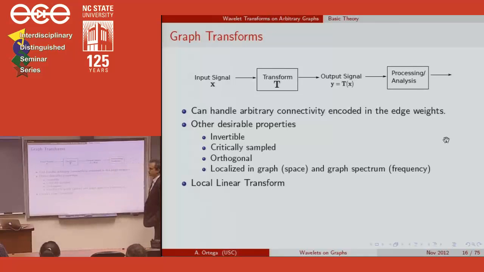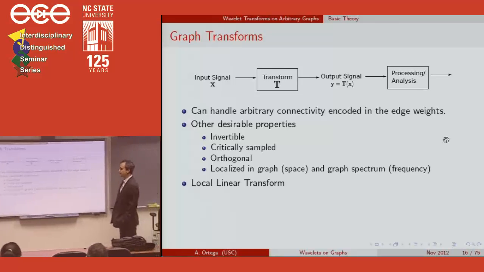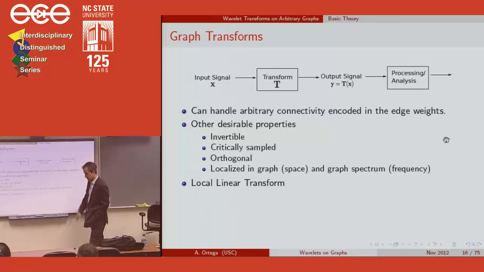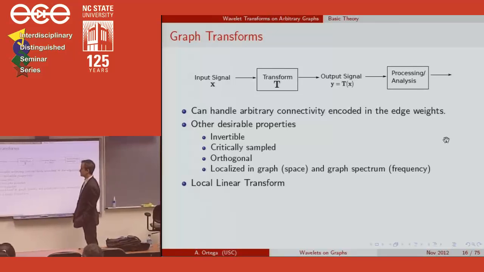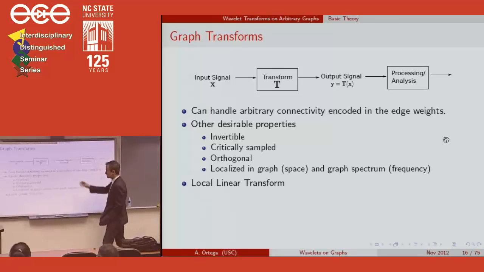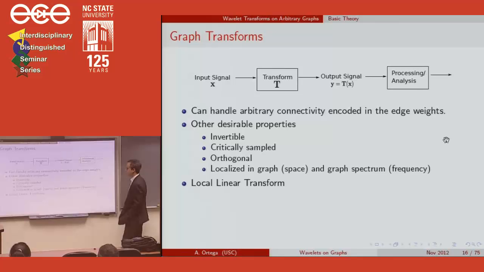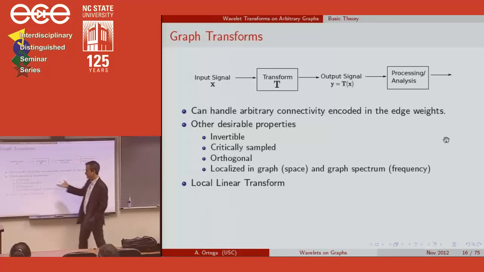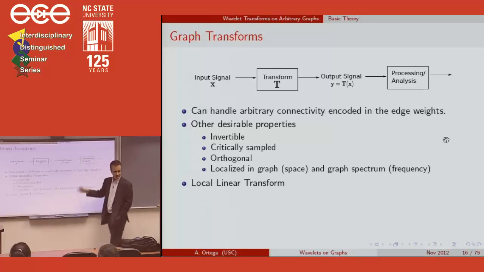So when we talk about these graph transforms, of which the graph Fourier transform is an example, we're looking to transform an input signal. The signal is the graph signal. That's what we're doing, and then we would like to do some processing or analysis. We would like to be able to do this with arbitrary graphs, and we would like all these properties to be there. We want this to be invertible and critically sampled, orthogonal, etc.